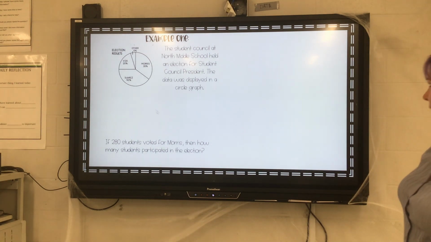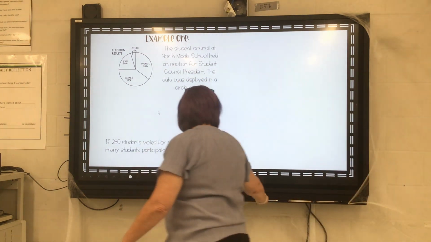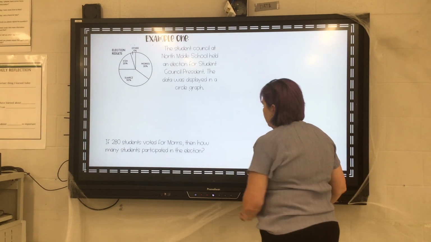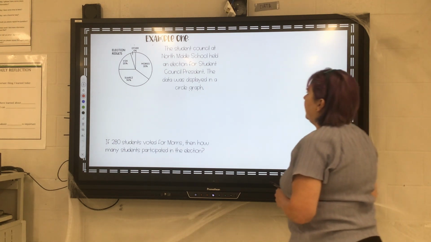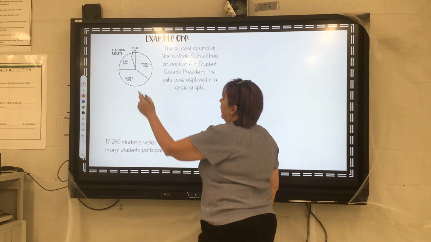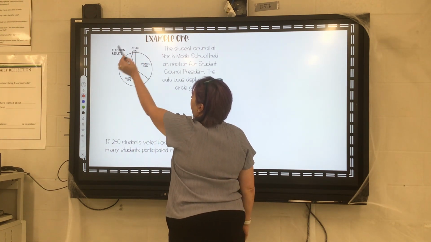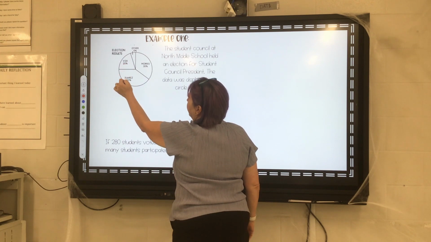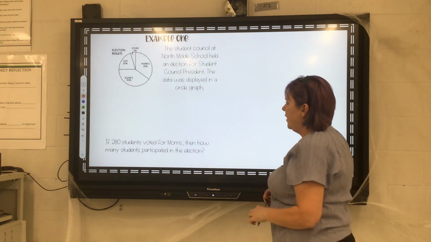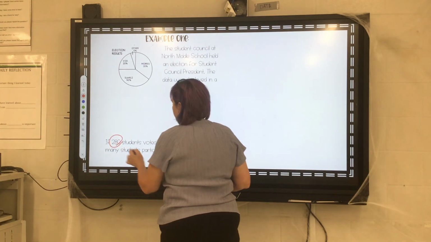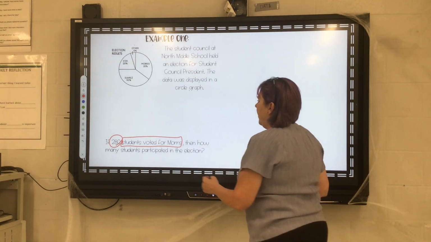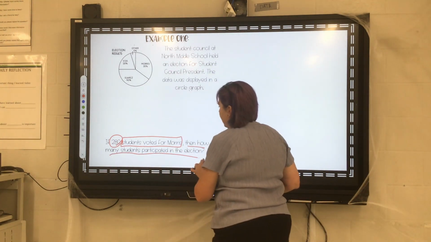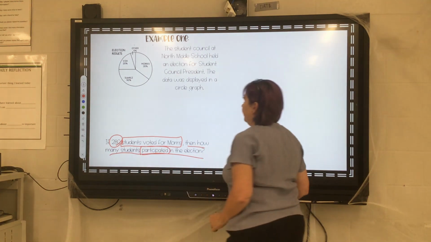Okay, our first example. The student council at North Middle School held an election for student council president. The data was displayed in the circle graph. For those that can't read it, Morris is 35%, others 5%, Box is 20%, and Suarez is 40%. If 280 students voted for Morris, important information, then how many students participated in the election?